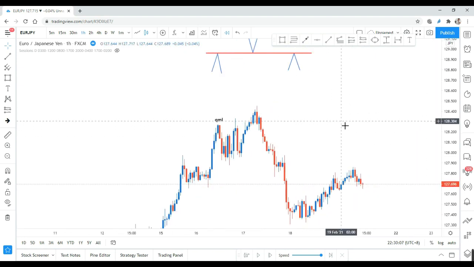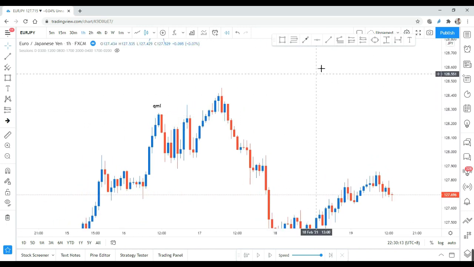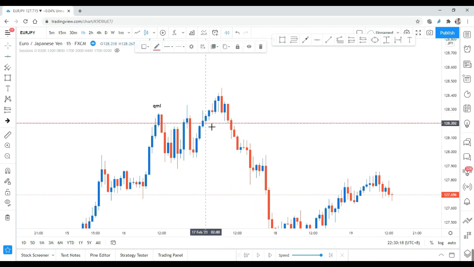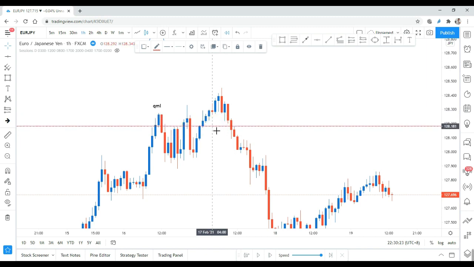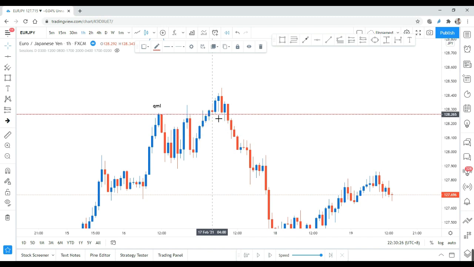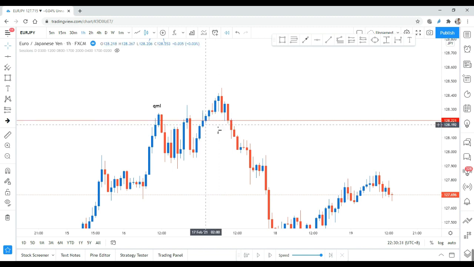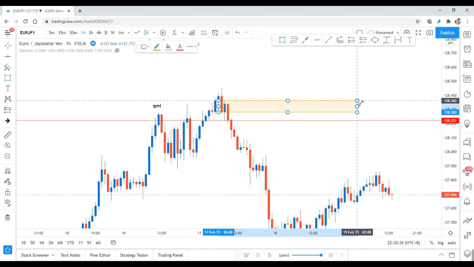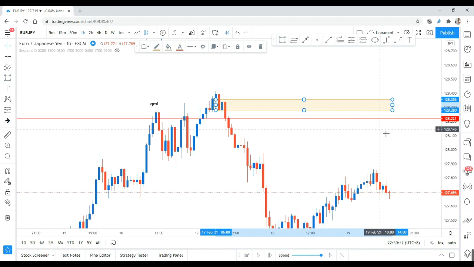So this is H1. At one glance, we cannot really recognize the QML. You might put a horizontal line at the place where there is a rejection from the top and the bottom. Not very clear, right? Maybe here, still not very clear. You might get this zone as your entry. It does not matter. The stop loss will be around 7 pips. Why not?